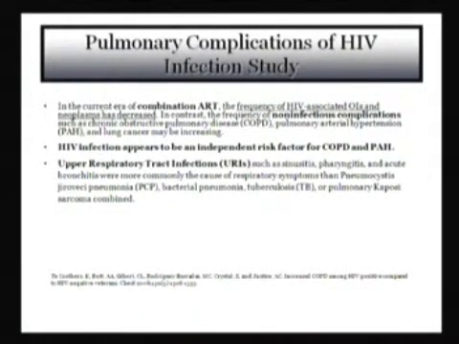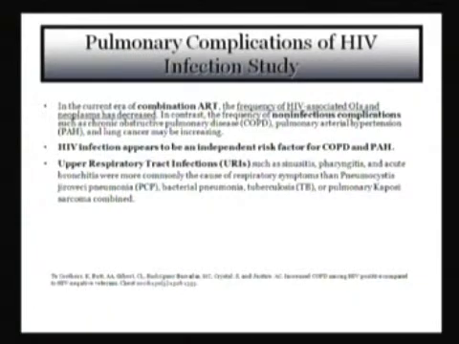So, going back to the first Pulmonary Complications of HIV Infection study, another observation was that the introduction of ART, or HAART, the highly active antiretroviral therapy, coincided with a drop in the frequency of HIV-associated opportunistic infections and neoplasms. In contrast, as you would expect, non-infectious complications like COPD, PAH, and lung cancer may be increasing. HIV infection alone appeared to be a risk factor for the development of COPD and pulmonary arterial hypertension.